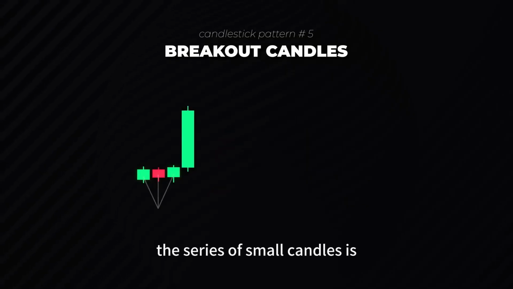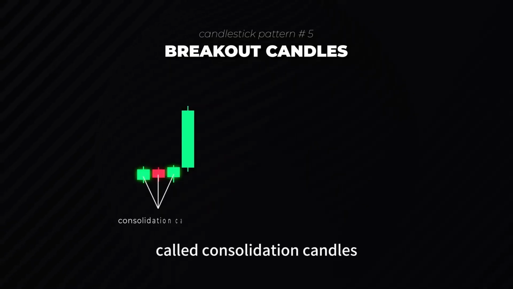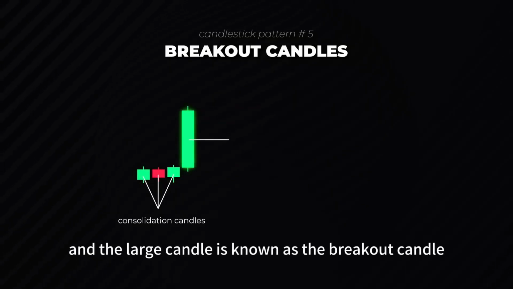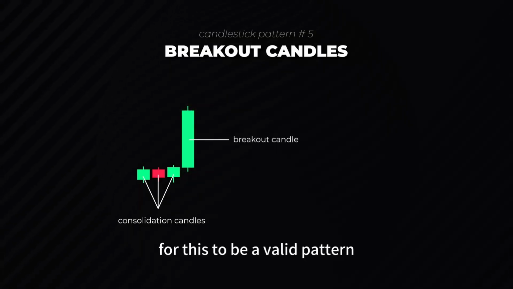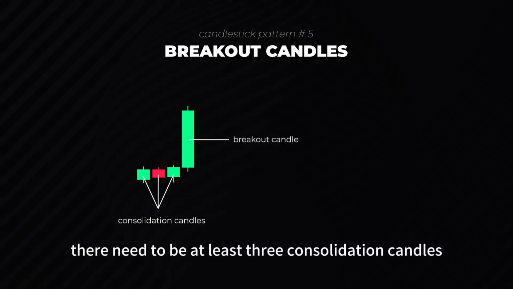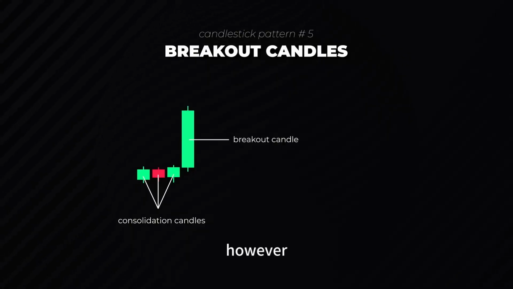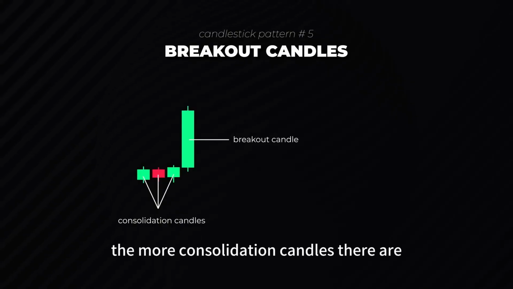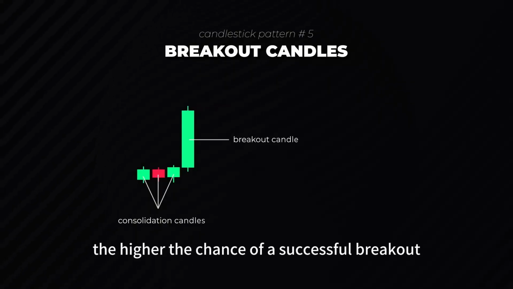In this setup, the series of small candles is called consolidation candles, and the large candle is known as the breakout candle. For this to be a valid pattern, there need to be at least 3 consolidation candles. However, the more consolidation candles there are, the higher the chance of a successful breakout.